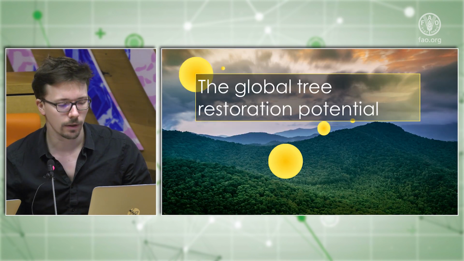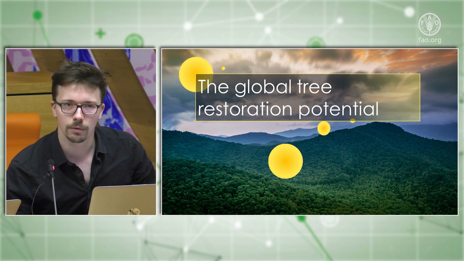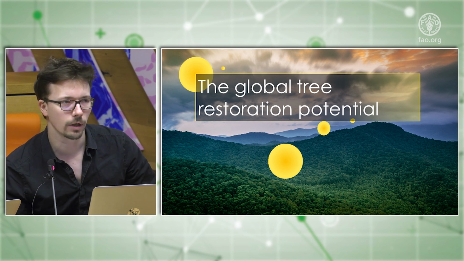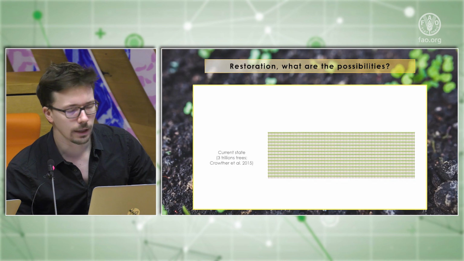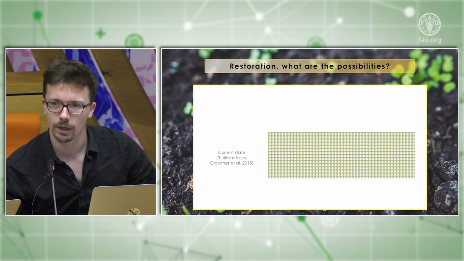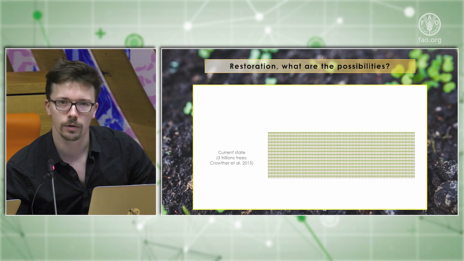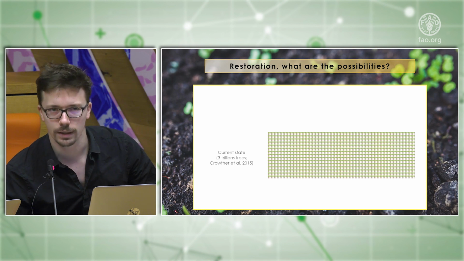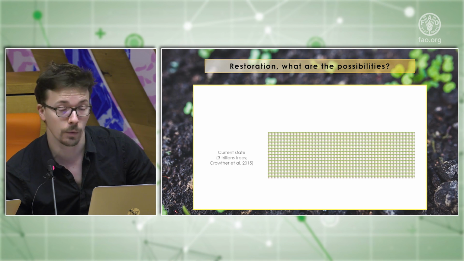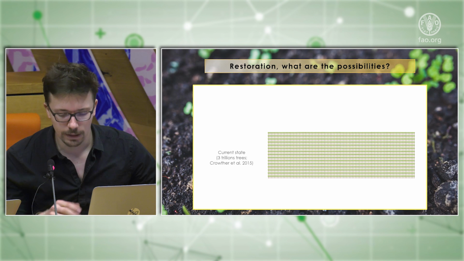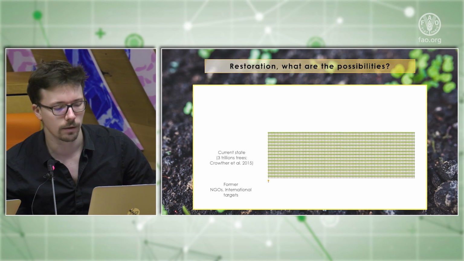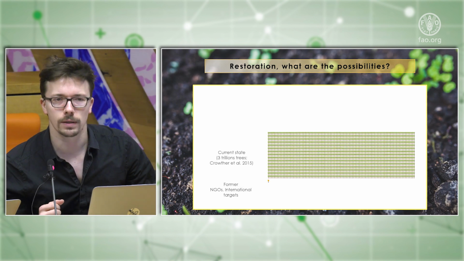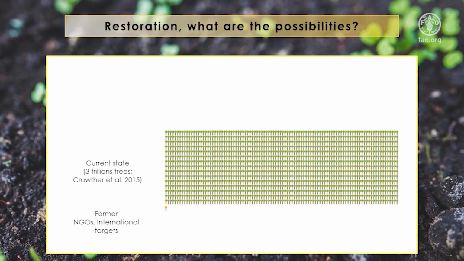So it started with a discussion that I had with Tom Crowther, the head of the lab in Zurich. He published in 2015 a paper which also made a lot of noise, which was about estimating the number of trees that we have on the planet. And basically, this paper helped a lot restoration programs, because at the time, most of those programs were aiming to restore 1 billion or a couple billion trees here and there.